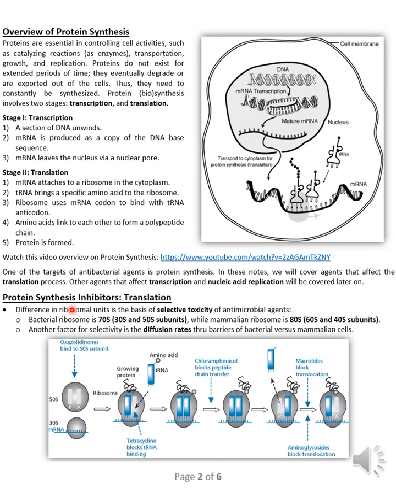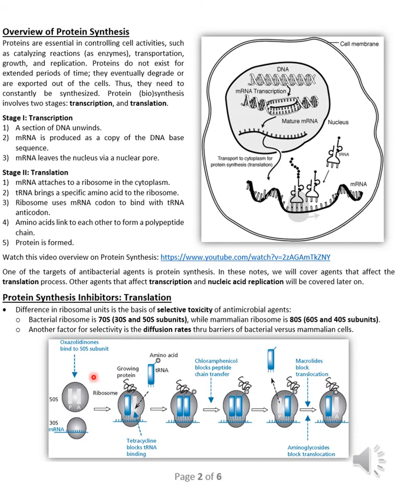Okay, so in this figure here, there are several types of antibiotics, and they target different stages of the protein synthesis process. And luckily, the ribosome for the bacteria is different from the ribosomal units in the human, so this helps with the selective toxicity. Plus, there's another factor, which is the diffusion rate through the barriers to the bacterial cells are much faster than those to the mammalian cells. So that's another factor that also helps with the selective toxicity.